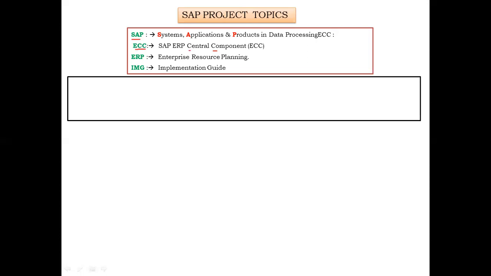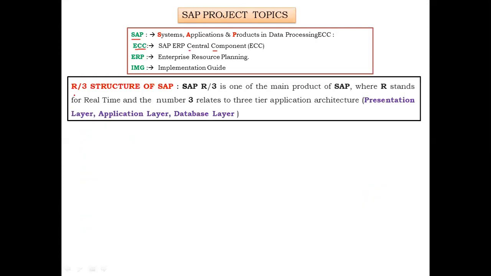In general, we have the R/3 structure in SAP. SAP R/3 is one of the main products of SAP, where R stands for real time and 3 stands for 3-tier applications, such as presentation layer, application layer, and database layer. So combining these 3 layers, we call it the R/3 structure of SAP.